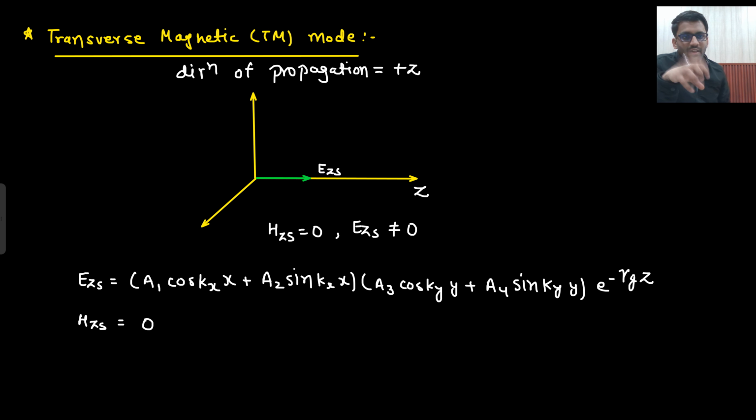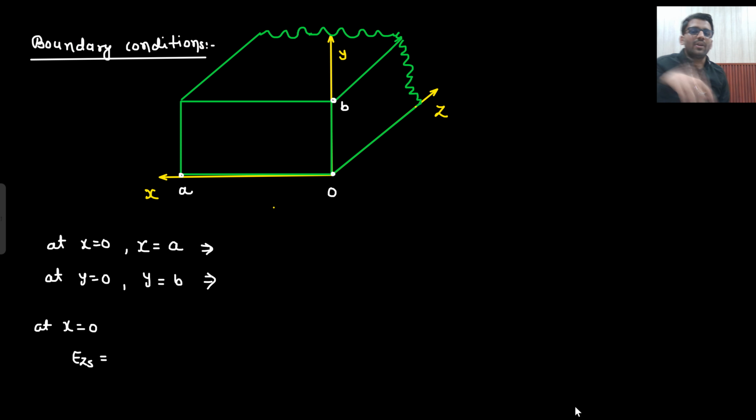What do we mean by transverse magnetic mode? The magnetic field will not be possible in the direction of propagation. So the electric field will be there, so we need to see the EZS component. HZS is already 0. So now we need to comment on EZS.